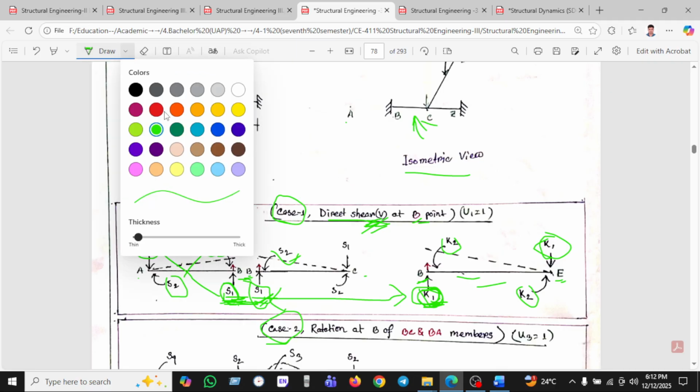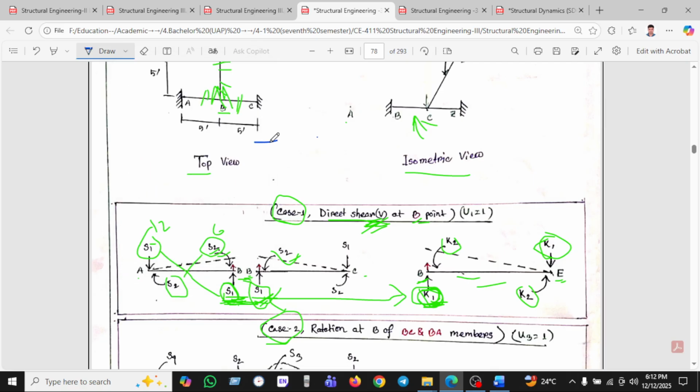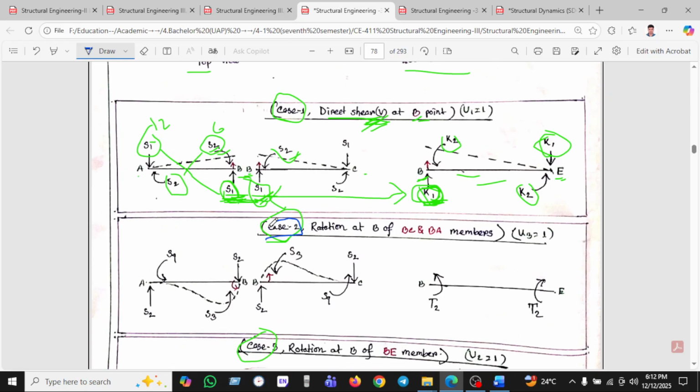So let's see the second case. I'm just changing the color to blue. So case 2, we are using the rotation. Case 1 is shear. So you must keep in mind the rotation at B. Now we are using the rotation at B, which is BC and BA.